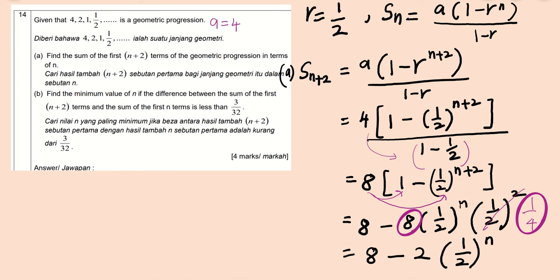Okay. Next. Question B. Find the minimum value of n if the difference between the sum of the first n plus 2 terms and the sum of the first n terms is less than 3/32. Okay, maksudnya untuk question B, the difference between Sn plus 2 minus Sn, dia kata difference dia is less than 3/32.